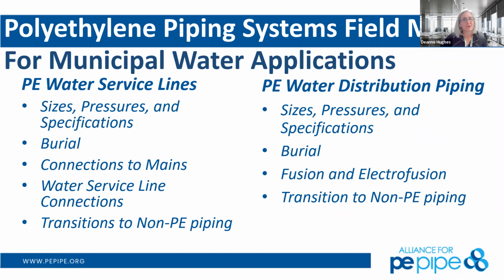Continues, really separates between water service lines and water distribution piping, deals with transitions to non-polyethylene systems, how you connect it to a main. Really anything that you want to know about the installation of a system, this municipal guidance book is a good place to start.